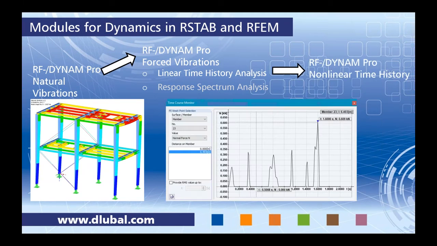Now, recently added is the RF-DYNAM Pro Nonlinear Time History. This is a module extension to the Forced Vibrations module. What this allows us to do is to take into account those nonlinearities. As you can see, this is that same time course monitor shown here for that tension-only member. Because this is now a nonlinear time history analysis, we should no longer see those compression forces within the member. And as you can see in the time course monitor, we only see tension forces here.